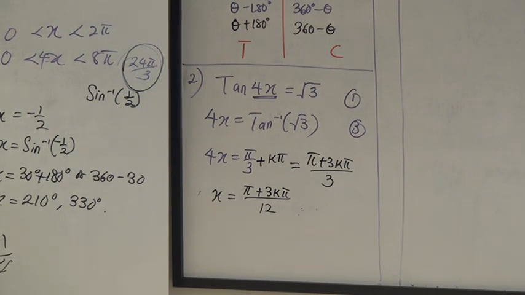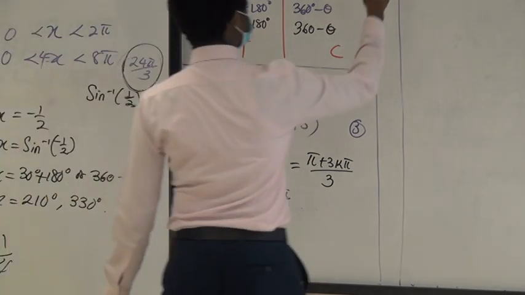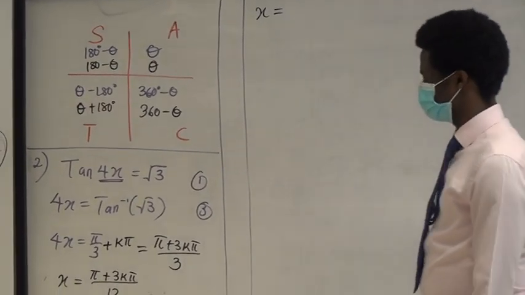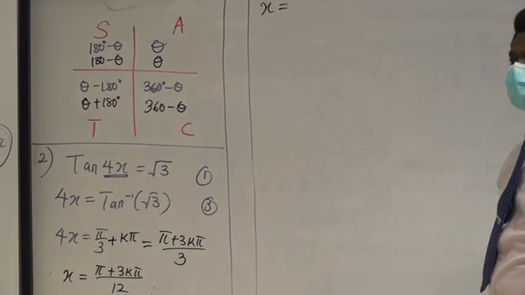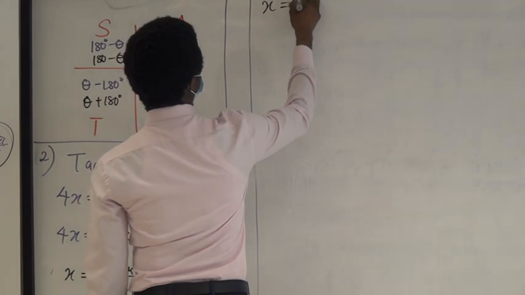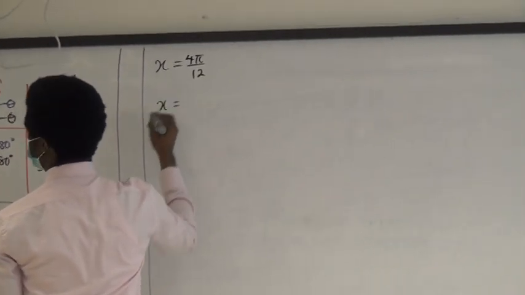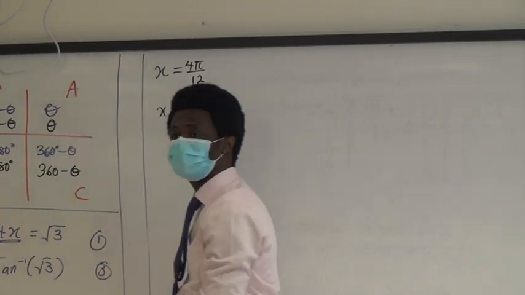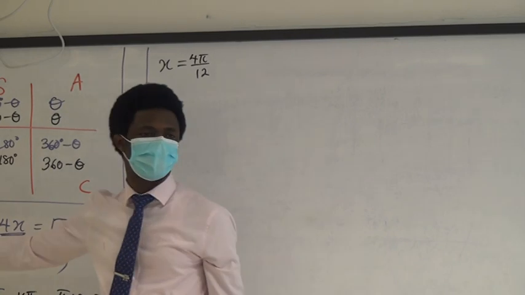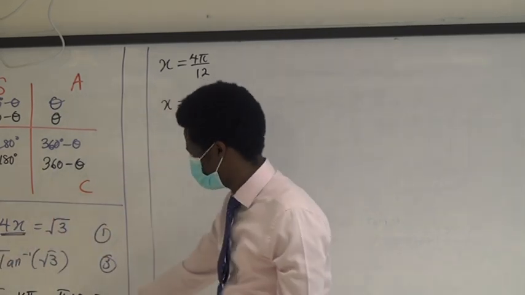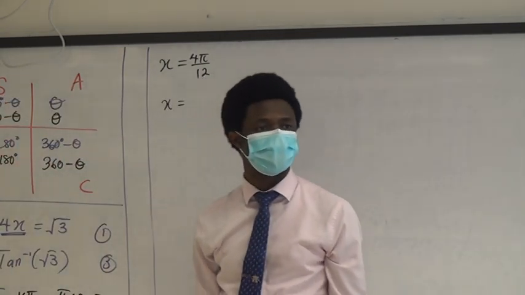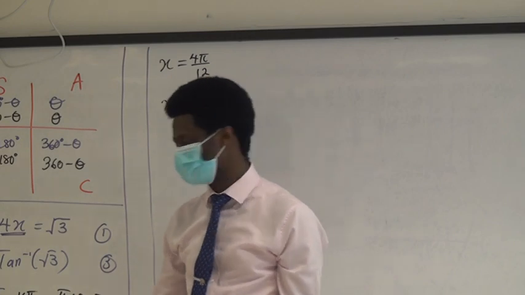Okay? So let's substitute. When k is 1, what do we have? Come on, sit properly. What do you have? 4 pi over 12. Okay, so x, remember x has to be from 0 to 2 pi. Okay? I think this is even easier than trying to get 24 pi over 3. Because once you get the general solution, like this, your target now is to make sure your answer does not go beyond that. Do you understand what I mean? So this is even easier.